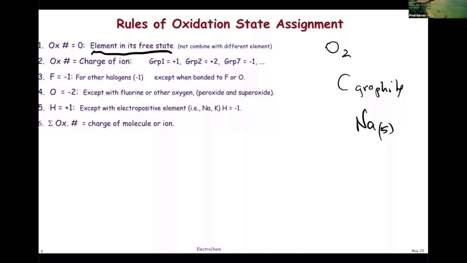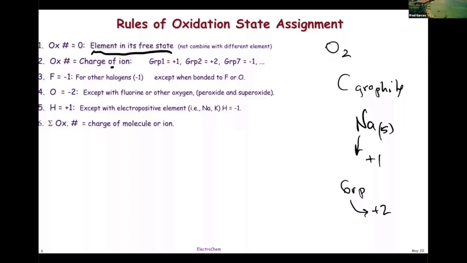The oxidation charge of an ion, like group 1, prefers +1 charge. They want to give up their 1 valence electron. Group 2, they tend to give up 2 electrons, so they prefer +2 charge. Group 7 prefers to gain 1 electron, so it's -1. The other thing you've got to remember is that fluorine's the most electronegative element out there, so it's always going to be -1 when it's combined with another chemical.